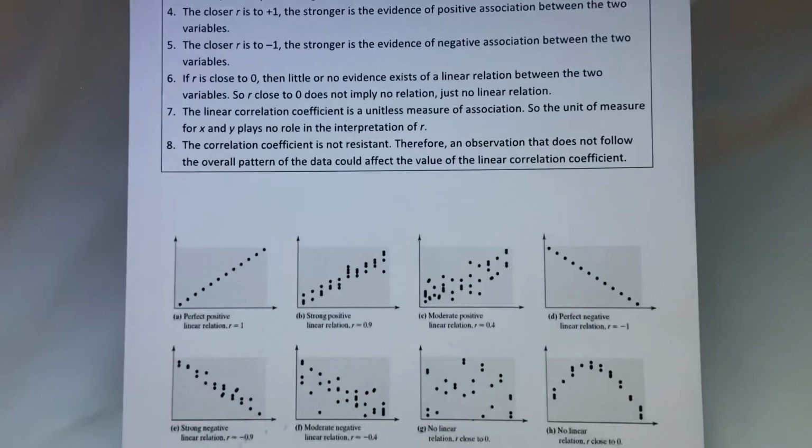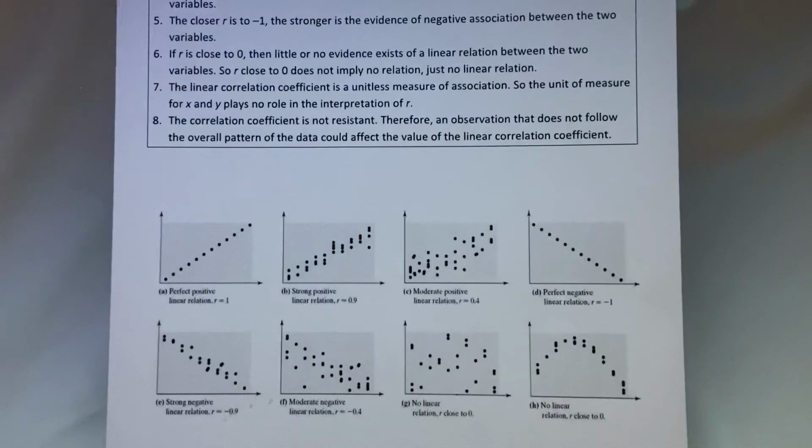And the correlation coefficient is not resistant. So if we talked about this, things like the mean and standard deviation were not resistant, whereas the median and the interquartile range were more resistant. If there's an observation that's way off from the rest of the data, it can dramatically affect the R value.